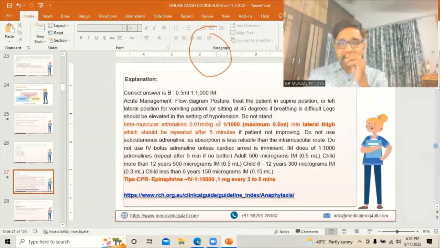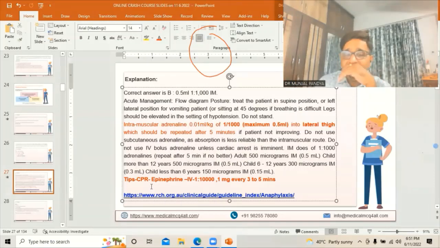So intramuscular 1 in 1000, and it can be repeated. If you had given one dose of epinephrine 0.5, 1 in 1000, intramuscular in the lateral wall of thigh, and there is no response, the blood pressure, oxygen and respiratory rate are the same, you can repeat after 5 minutes another dose. That's it. And this is the biggest difference.